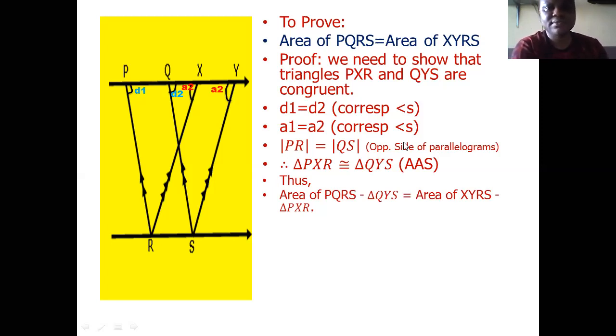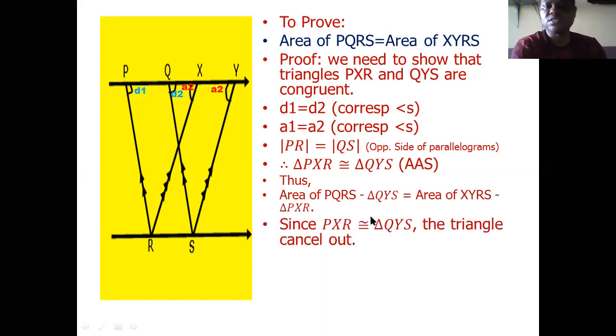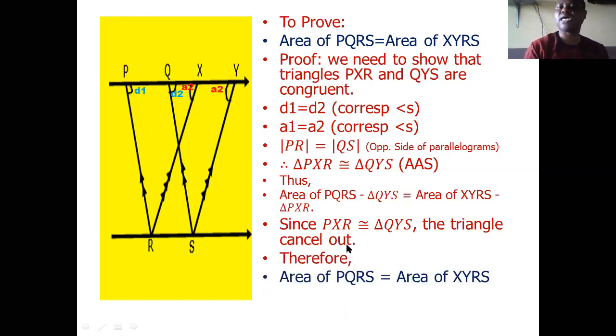Take a look at that. Now, if these two triangles, QYX and PXR, are equal, which we have proven before, it means they can cancel each other out. Since triangle PXR is congruent to triangle QYX, the triangles cancel out. And if the triangles cancel out, then we are left with area of PQRX equal to area of XYRX, which is what we want to prove. So this is the end of our proof.